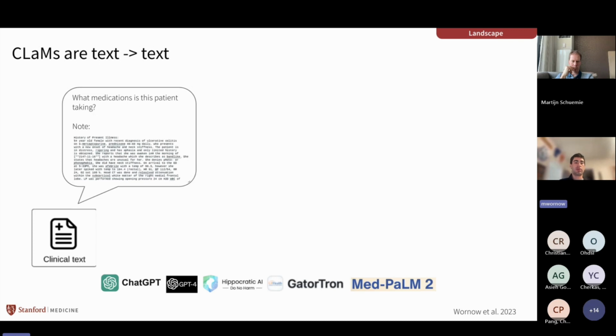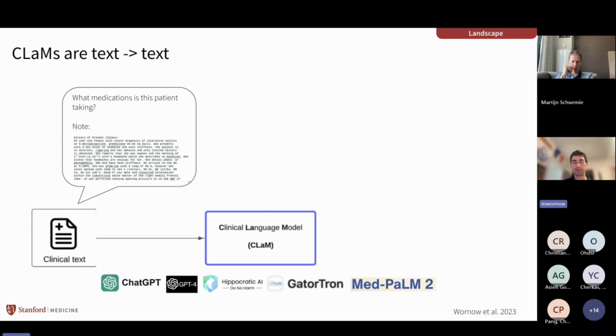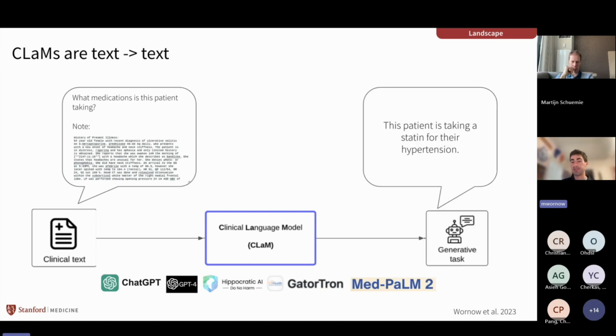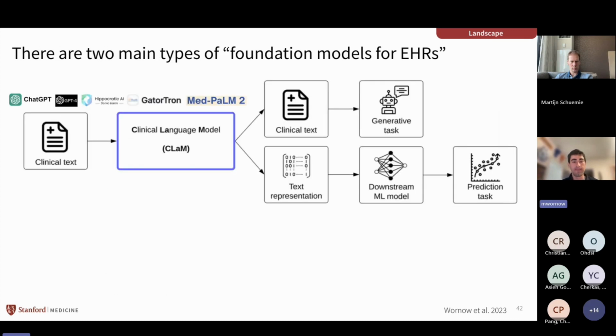So, I say, what medications is this patient taking? I give it my patient note, I feed it through the clinical language model. So think ChatGPT. And it says, hey, this patient is taking a statin, and it writes this in English. That's the typical way people think about foundation models today, right? Large language models, GPT-4, et cetera. So that's just the same thing. These general purpose models can be used for clinical tasks, and these clinical language models can be used for general tasks. The distinction is pretty arbitrary. A clinical language model is just a large language model that you use for clinical tasks in a healthcare setting. So that's the first type, right?